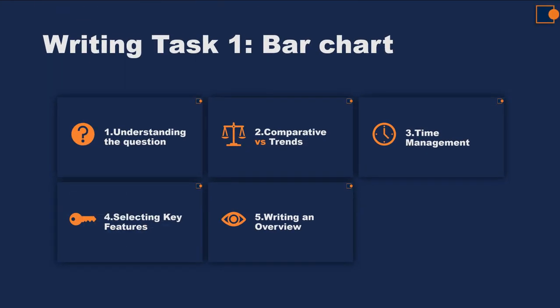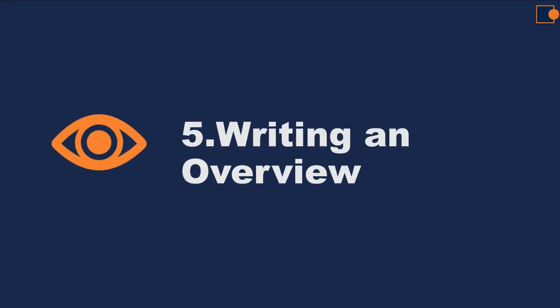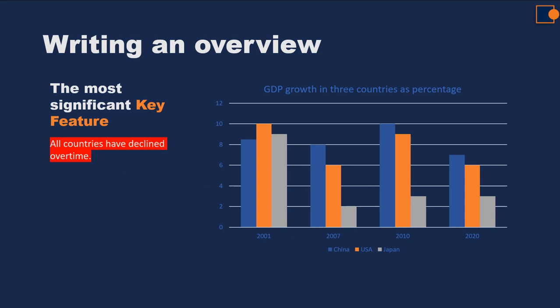Now let's move to writing an overview. So how to write an overview? It's again to do with the key features, and if you don't know the structure and rules of writing an overview, you can watch the previous webinar on line graphs, where I explained what an overview is, how it should be written, and what the purpose of writing an overview is. Everything is mentioned in detail in the previous episode or webinar.